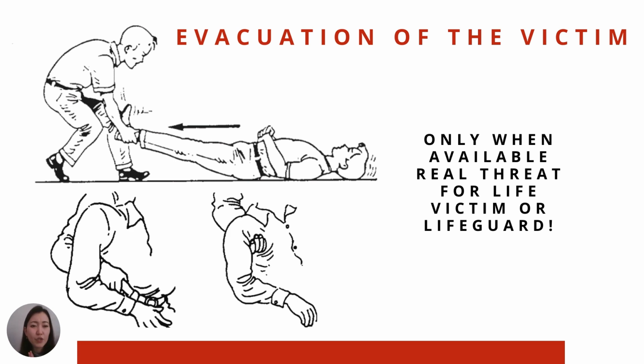This slide demonstrates the ways of evacuation of the victim. We have to evacuate the victim when there is a real threat for him and for our lives. We can take his legs and move him to a safe place, or we can take him under the arms and move him to a safe place also, him or her.